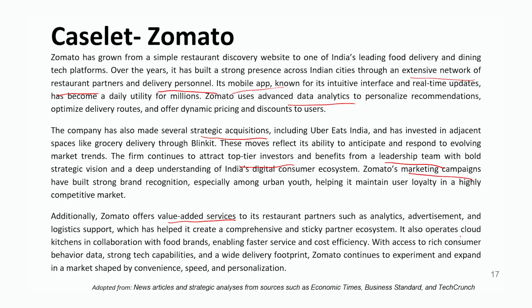It also operates Cloud Kitchens in collaboration with food brands, enabling faster service and cost efficiency. With access to rich consumer behavior data, strong tech capabilities, and wide delivery footprint, Zomato continues to experiment and expand in a market shaped by convenience, speed, and personalization. So here in this particular case, I have underlined all the resources and capabilities which this company possesses.